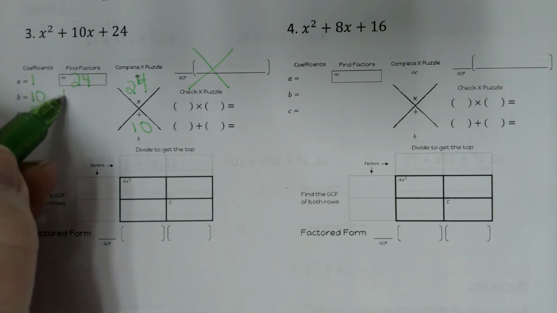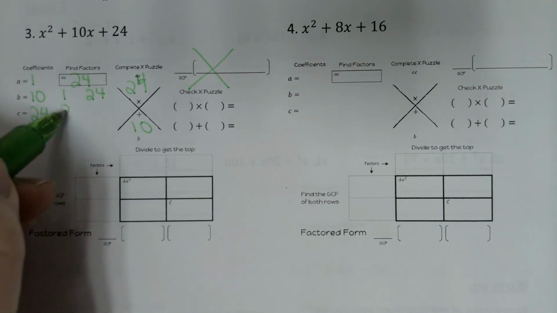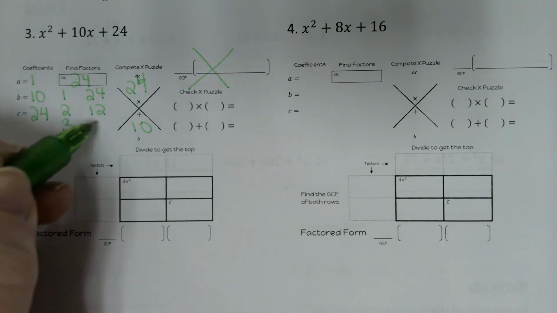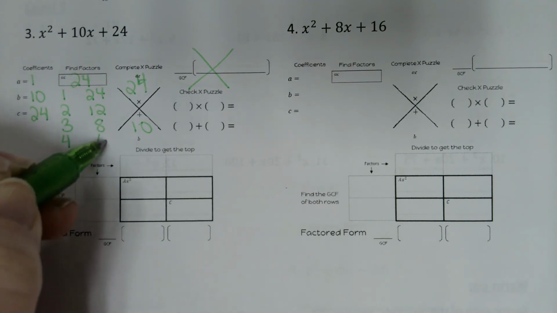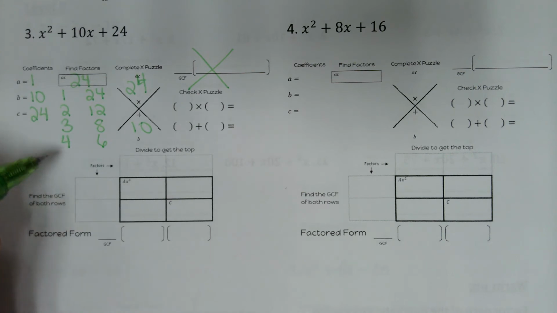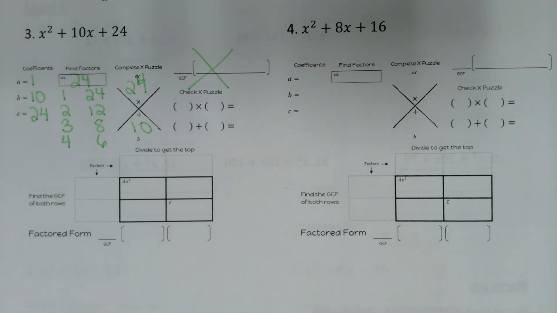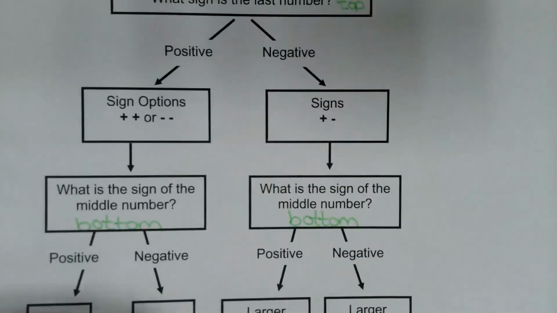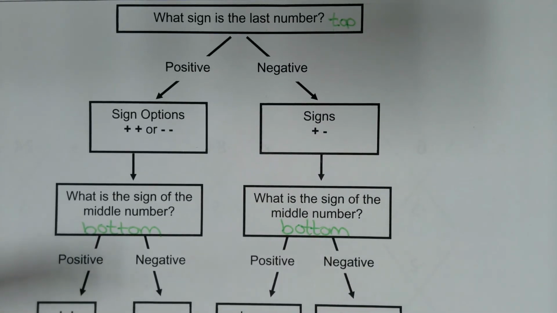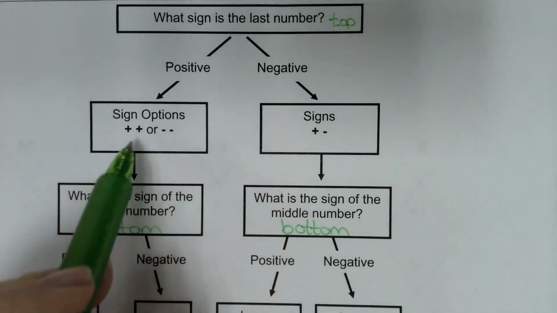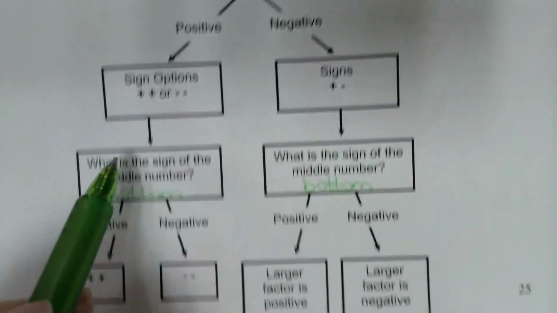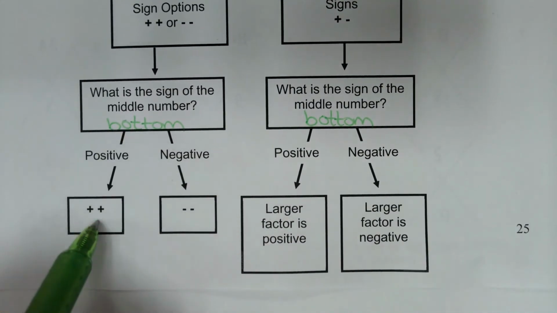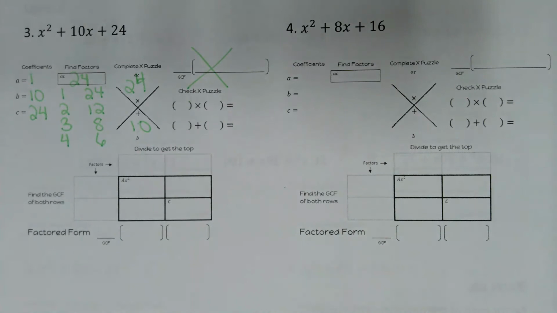Factors of 24 include 1 and 24, 2 and 12, 3 and 8, 4 and 6, and that's all. It's important that we write them in order for a couple of reasons, to make sure that we don't miss any, and we'll see when using our factoring flowchart that it makes it easier when I have opposite signs to deal with. Speaking of our flowchart, what's the sign of the last number or top number? It's positive, so we can have 2 positives or 2 negatives. The sign of the bottom or middle number is positive, so I'm going to use 2 positive numbers.